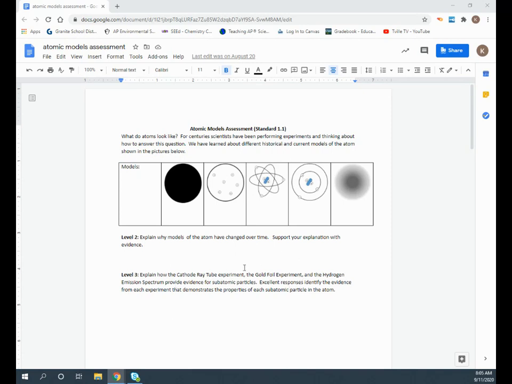Explain which subatomic particle, the proton, electron, or neutron, was discovered by the gold foil experiment. And explain what the hydrogen emission spectrum tells us about protons, electrons, or neutrons.